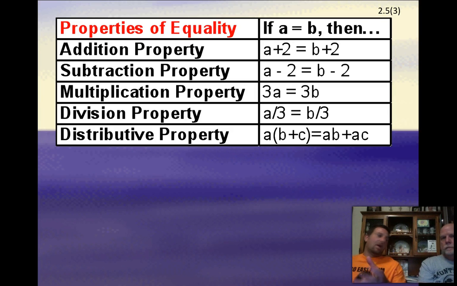If you look at the top here, at the very top in the red, it says for properties of equality, if A equals B, then... Okay, so let's just say a number. If A is 3, what's B got to be? B's got to be 3. If they're equal, they've got to be the same thing. So if I come to the addition property, it says if I take A and add 2 to it, then I must also take B and add 2 to it, and they'll still be equal.